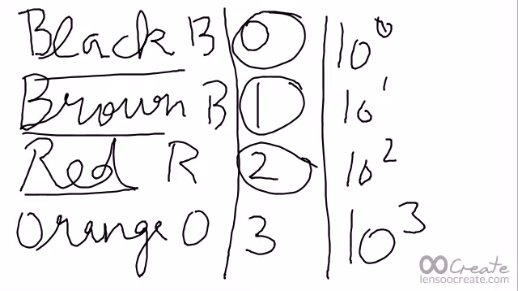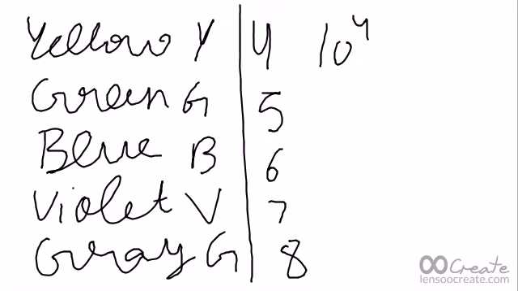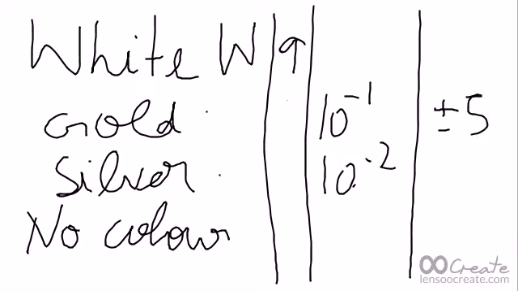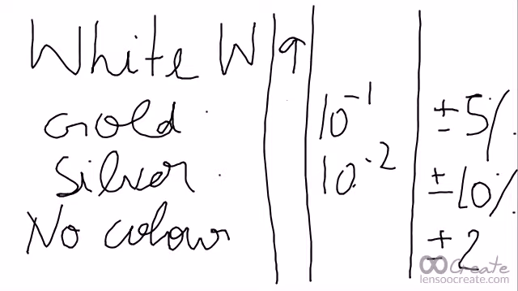So we have different tolerance values for all the colors, but usually our last band, that is the fourth band, is gold, silver, or no color. If there is no color, there are only 3 bands. The tolerance value of gold is plus minus 5%, silver is plus minus 10%, and no color is plus minus 20%.